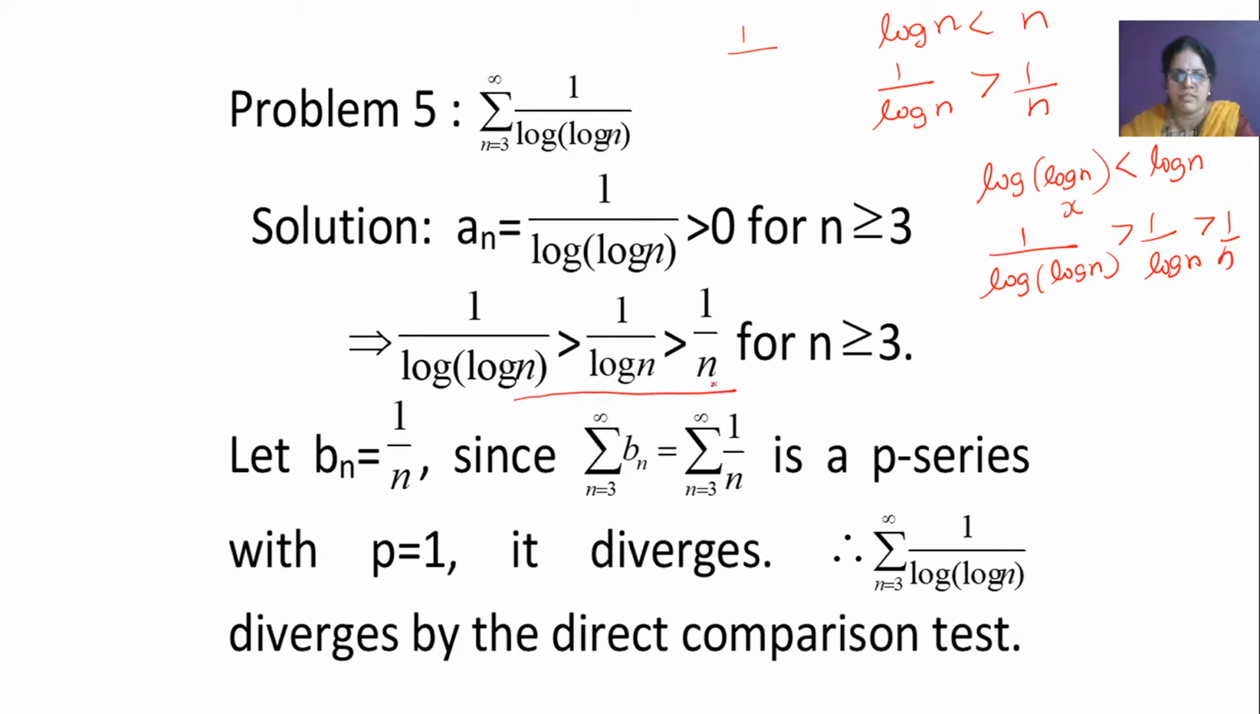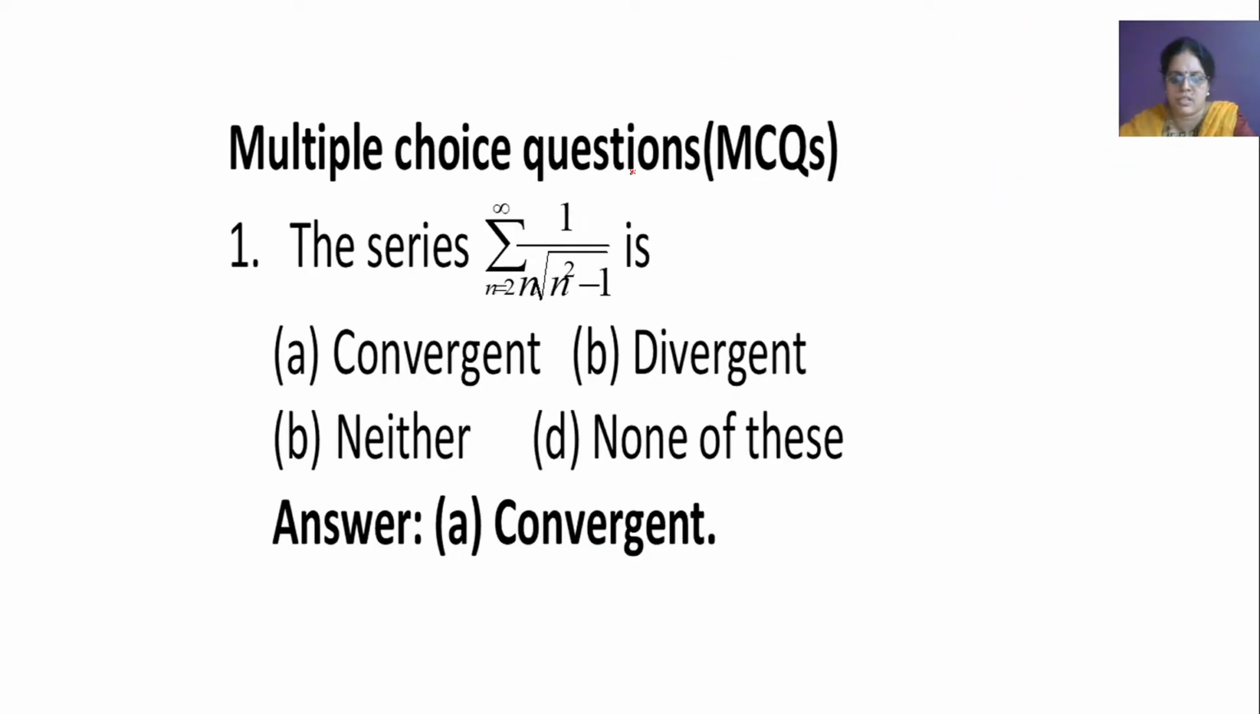Now take this as bn. We know that bn is a p series with p equal to 1, it diverges. Therefore, the left hand side, the sigma of this also diverges by direct comparison test.